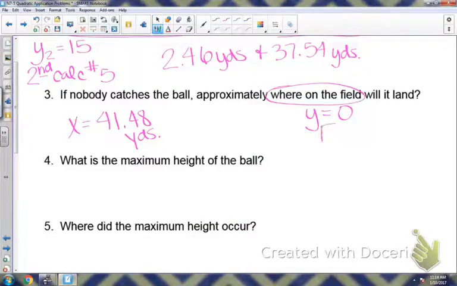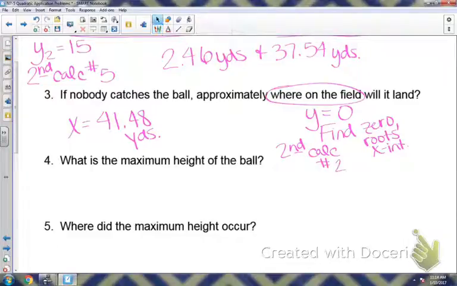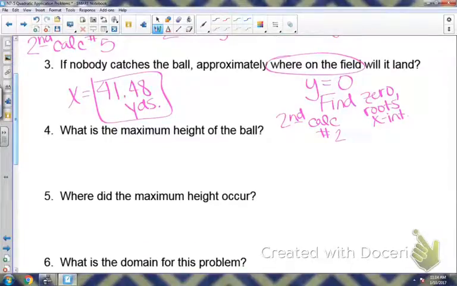So you're going to be finding your 0, roots, x-intercept. Okay, so all those mean the same thing. So second calc number 2. You could also plug in that 0 for y2 like we did on number 2, and then find their intersection. That's the same thing. There's our answer there.